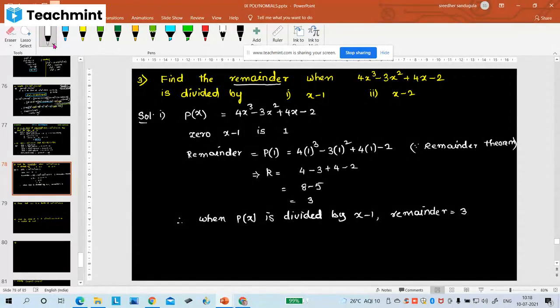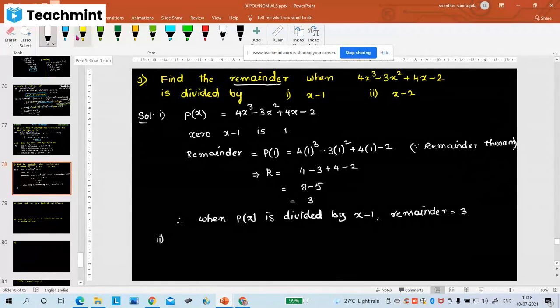Understood? So similarly, you have to do the second problem also. What is the 0 of the polynomial here? 2. So wherever x is there, you substitute 2, then you will get the remainder. So same as it is. Only the thing is, in the place of x, you have to write 2, because 2 is the 0 of x minus 2. I hope you will do. Can you do?